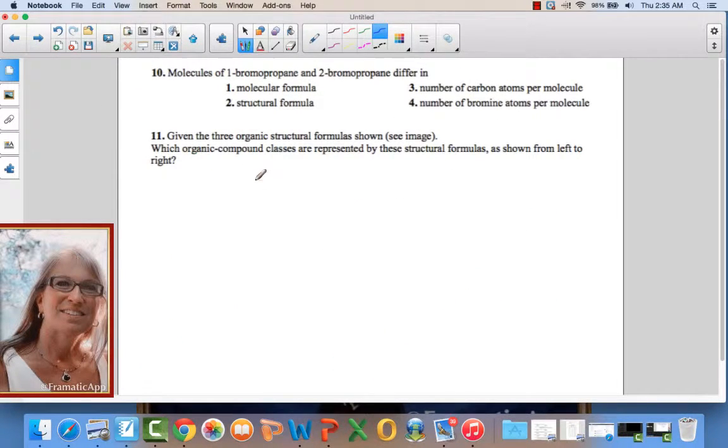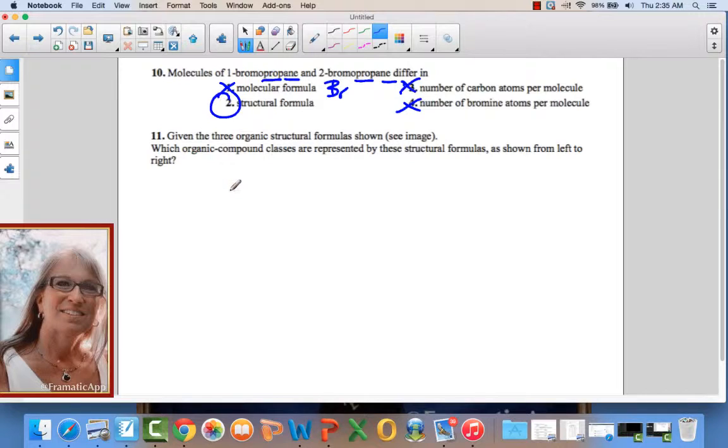Molecules of 1 bromopropane and 2 bromopropane differ in what? Well, they both have 3 carbons, they're both single bonds, they both have a bromine, and the only difference is that the bromine is on the first carbon in this one and on the second carbon in the second structure. So they have the same molecular formula, the same number of carbons, and the same number of bromines. They differ in their structural formula.